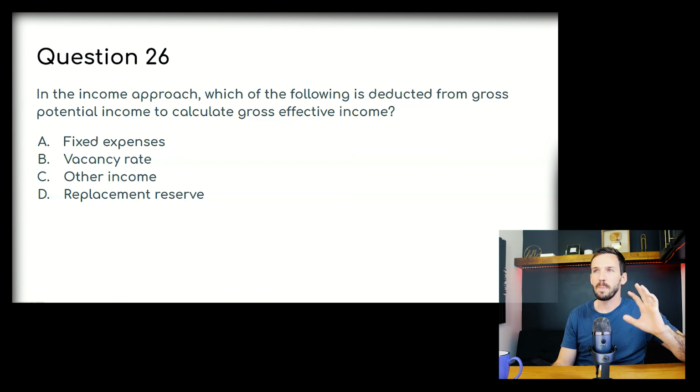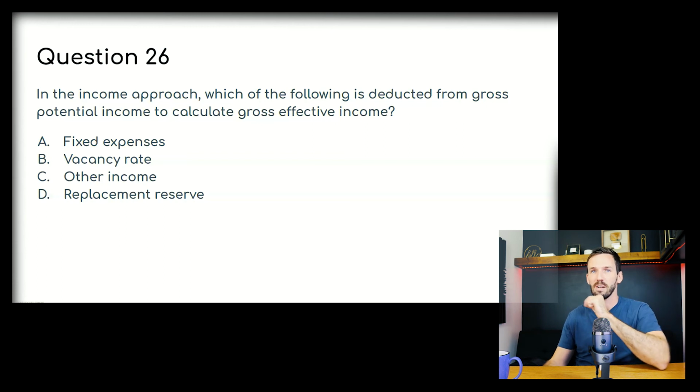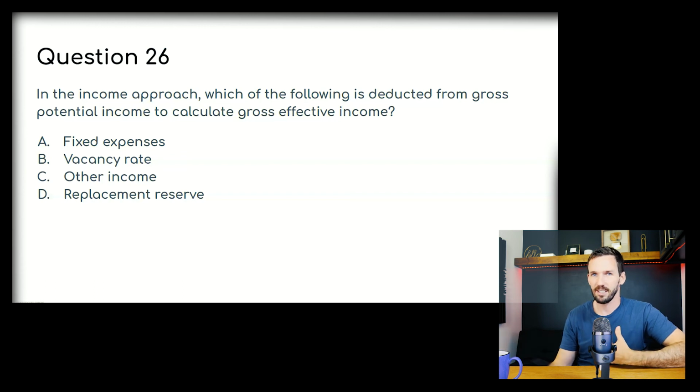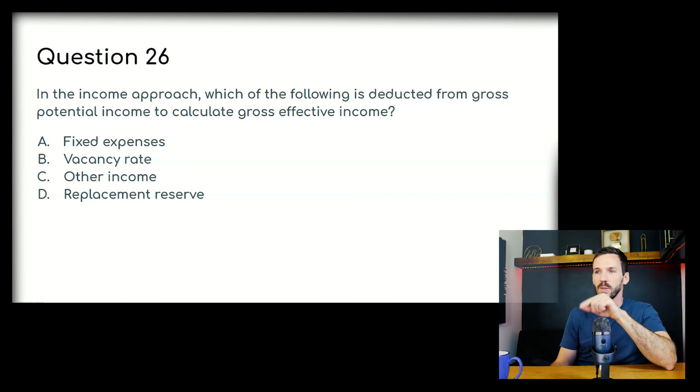Question 6. In the income approach, which of the following is deducted from gross potential income to calculate gross effective income? Fixed expenses, vacancy rate, other income, or replacement reserve. So gross potential income is the very first level of PIN C, right? The acronym PIN C. Remember? Potential income. So the very first thing you subtract out is the vacancy rate, which is how much you pre-plan for not having a tenant in your house, right? Then you get to E, the effective income. So just like the question says, go from P to E by taking out the vacancy. B is the answer here.